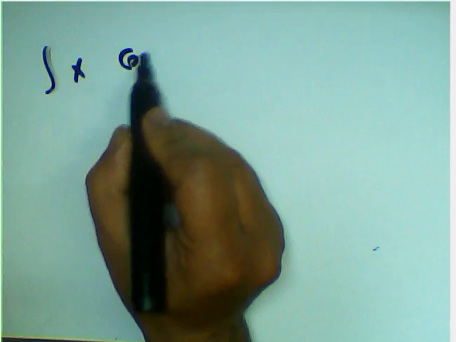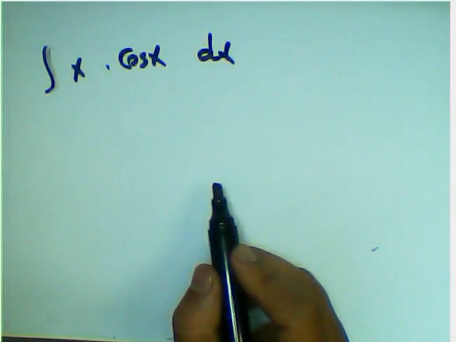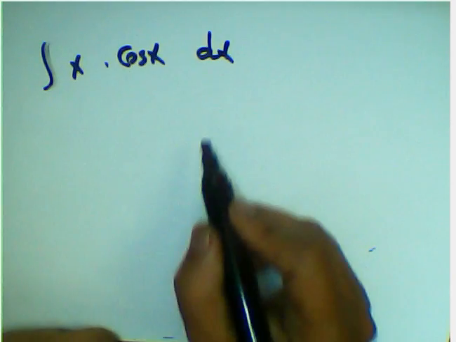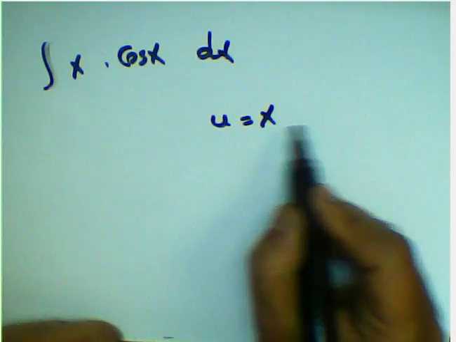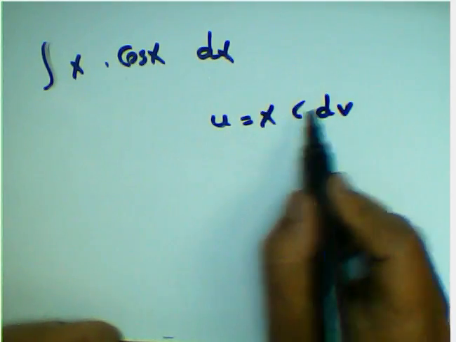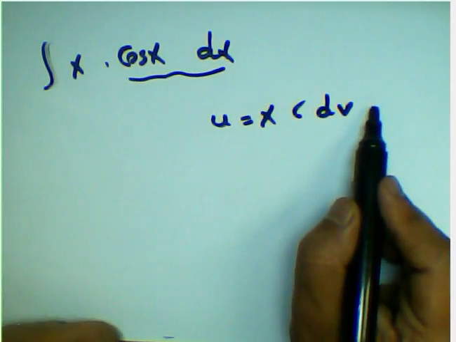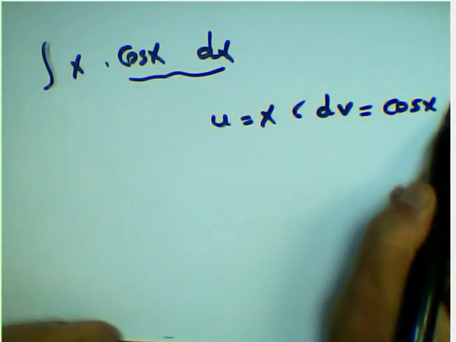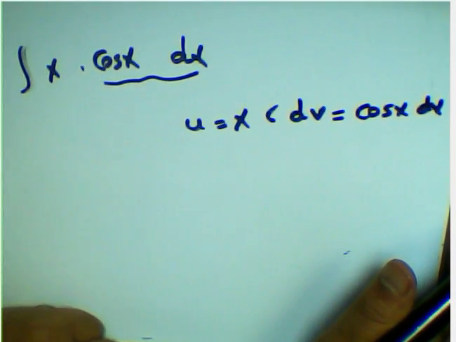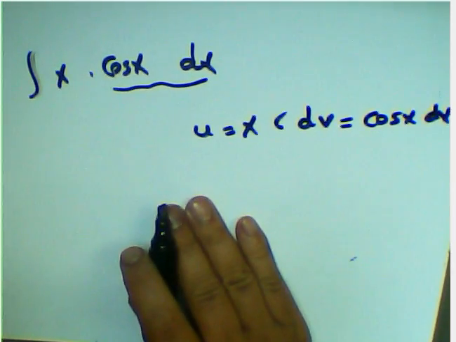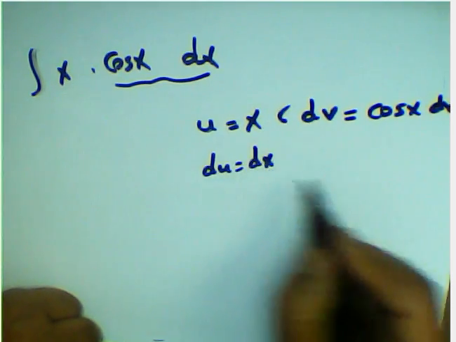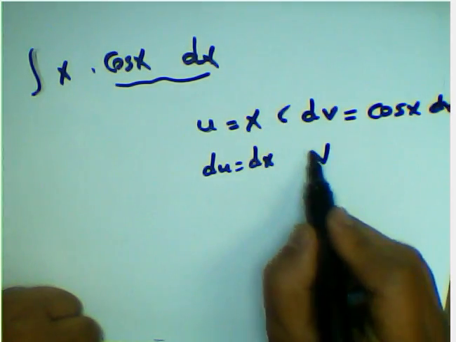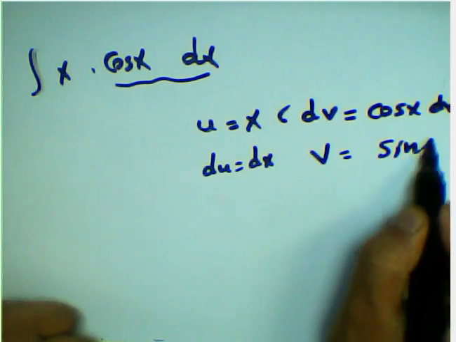Integration of x cosine x dx. We must choose the function to differentiate: u equals x and dv equals cosine x dx. The derivative of u is du, which here is dx, and the integration of dv gives v; the integration of cosine is sine.